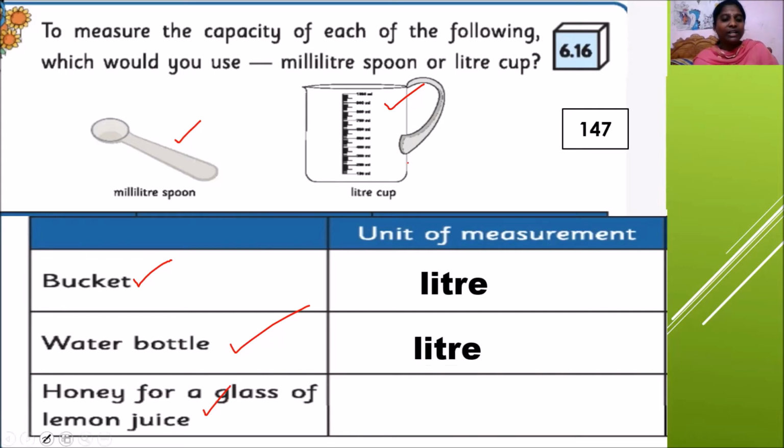Then the third one, read it again. Honey for a glass of lemon juice. You are going to add a spoon of honey to a glass of lemon juice. So which unit will you select? Yes, very good. Milliliter spoon. Very good, children. Let's move on to the next one.